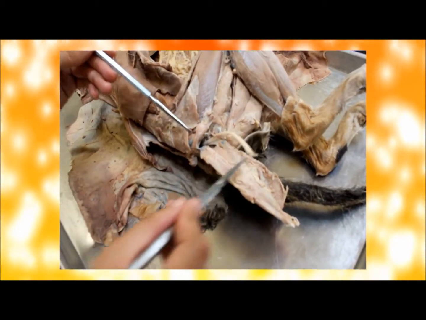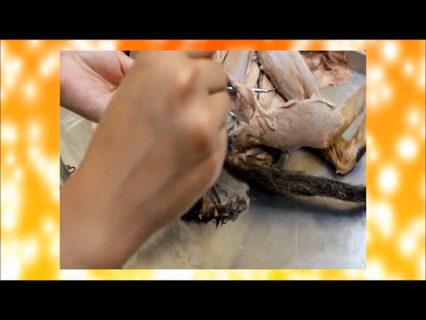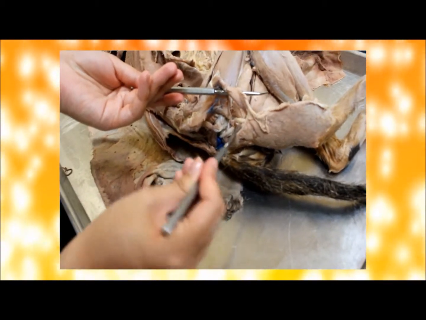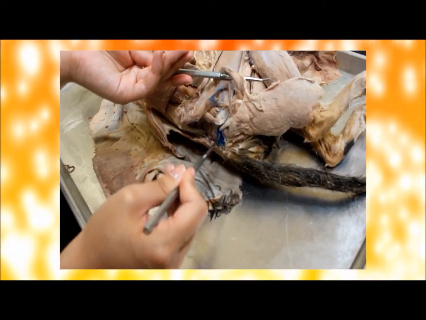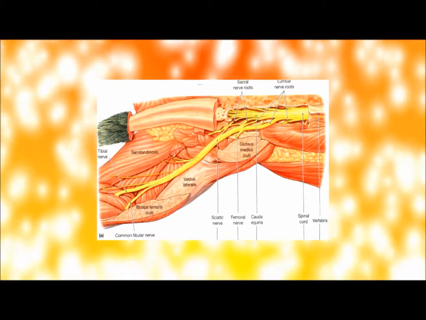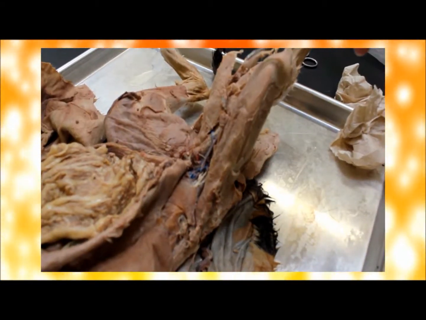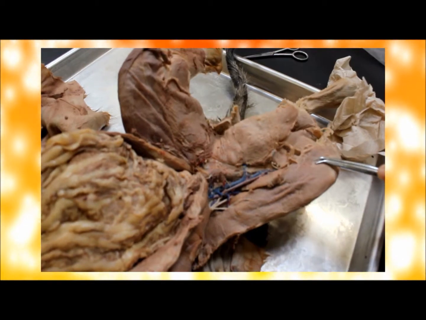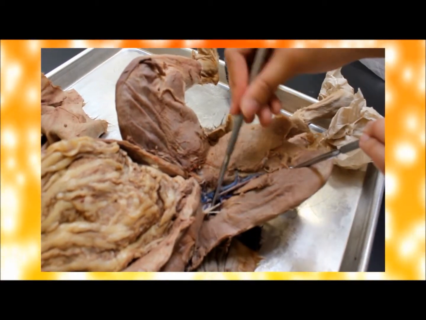This is the sciatic nerve. Here is the branch of a bundle of nerves before they divide outwards. And here we have the femoral nerve and some of its branches.